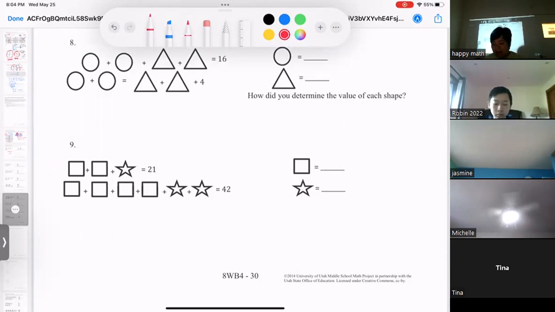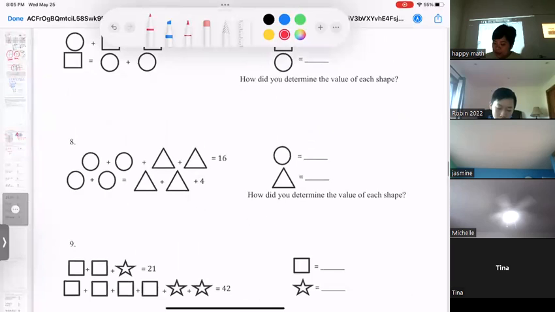Two triangle, square: 2 squares adding a star is 21. 4 squares adding 2 stars is 42. Can you figure out what is the square? What is the star? And Michelle.